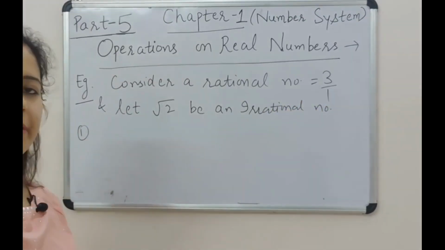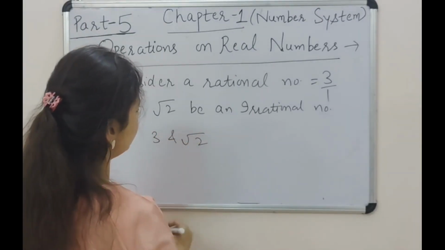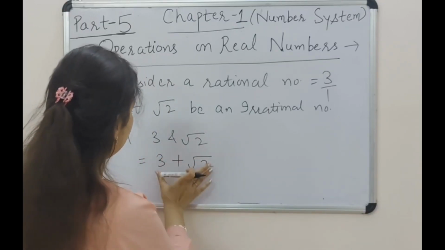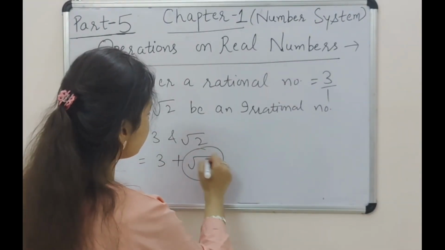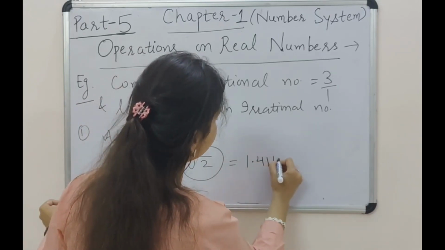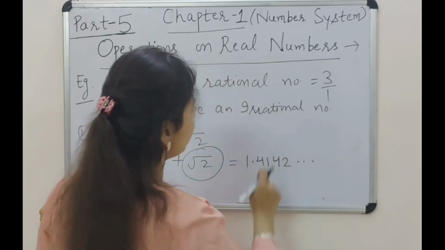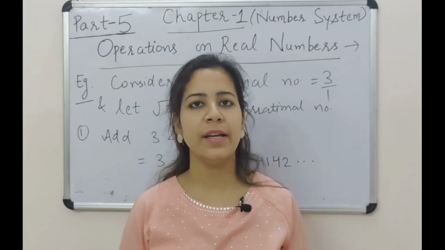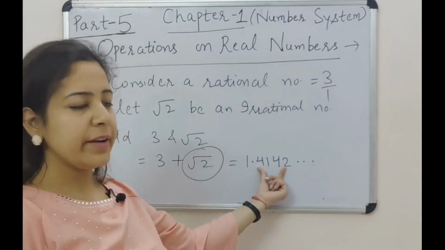I am talking about the first operation, addition. Add 3 and root 2. It will look something like this: 3 plus root 2. Friends, we know very well the value of root 2 is 1.4142. It is non-terminating and non-recurring. Using the definition of irrational, just recall the concept of rational and irrational using their decimal expansions. I told you this is non-terminating and non-recurring.